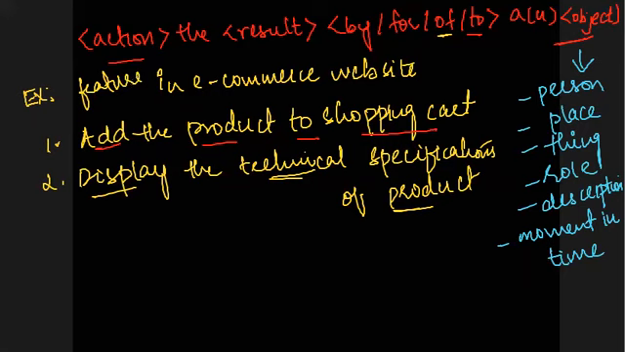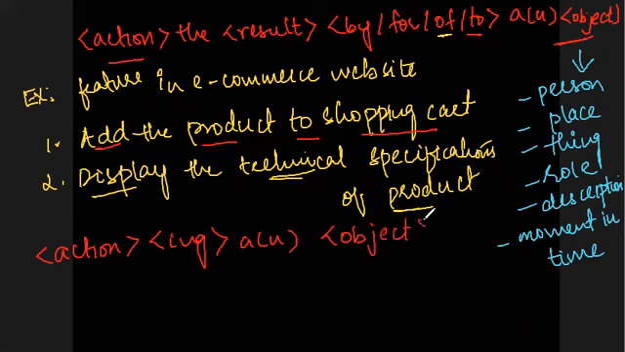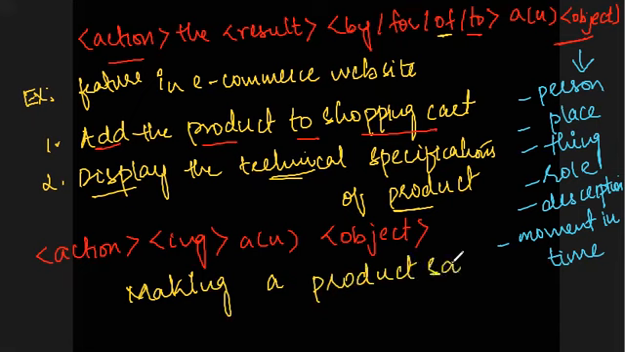Now in here, you're adding one specific feature. Now suppose you want a particular feature that is a part of another feature, so you can have an action plus ing for a particular object. If we take an example for this, it will be making a product sale. Here the object is product sale, and the action is plus ing: you're making a product sale.